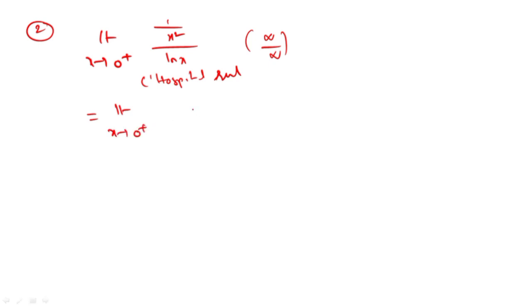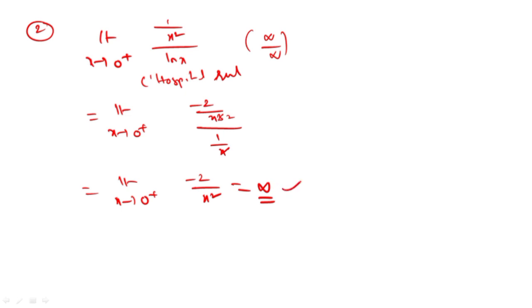So the derivative of 1 by x square is minus 2 by x cube, and the derivative of ln x is 1 by x. So this will be square. Okay. So what we'll get is minus 2 by x square, even though it is infinity. There is no chance of again applying L'Hopital rule. So that's it. That's enough. The limit of the given function. That's enough. Okay.